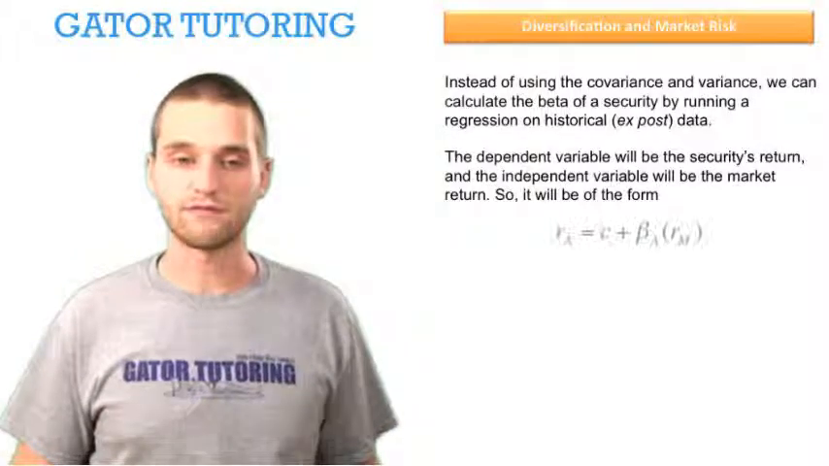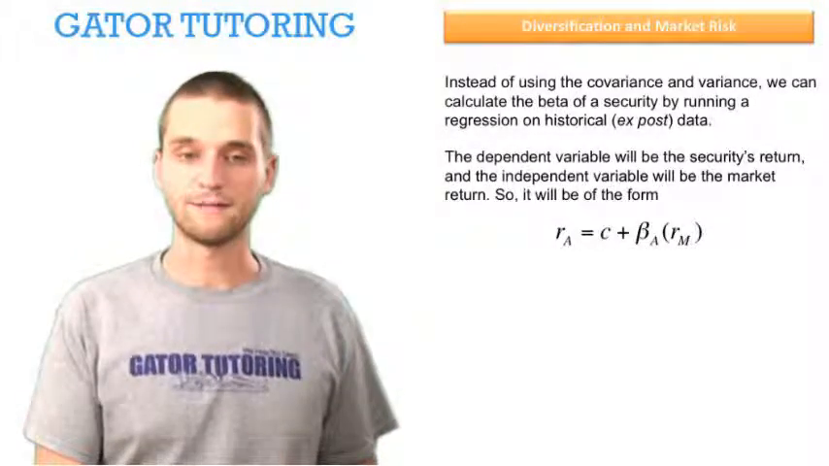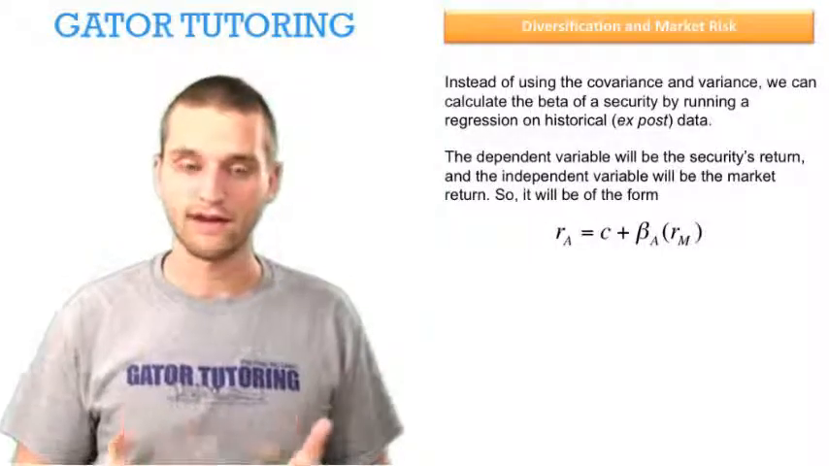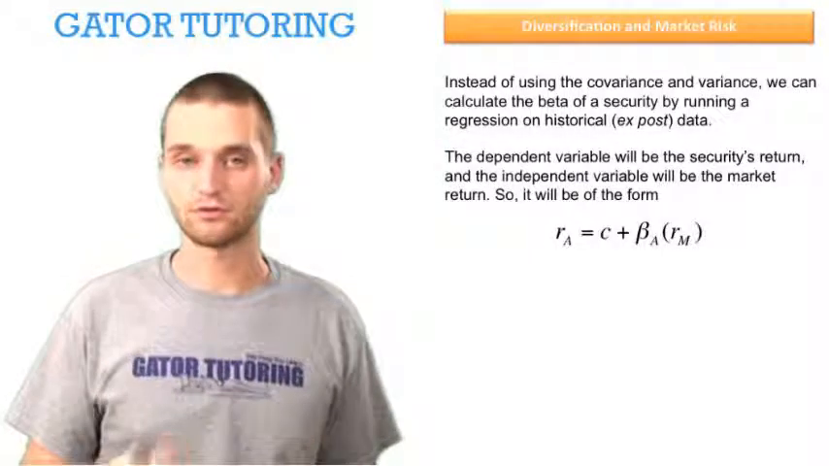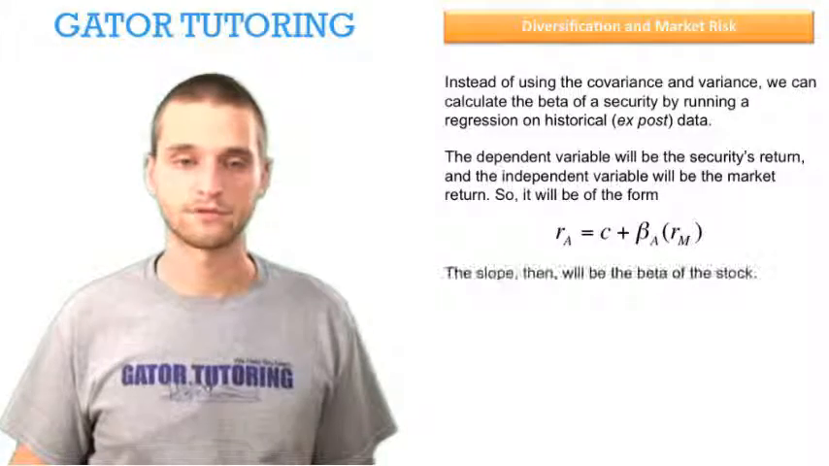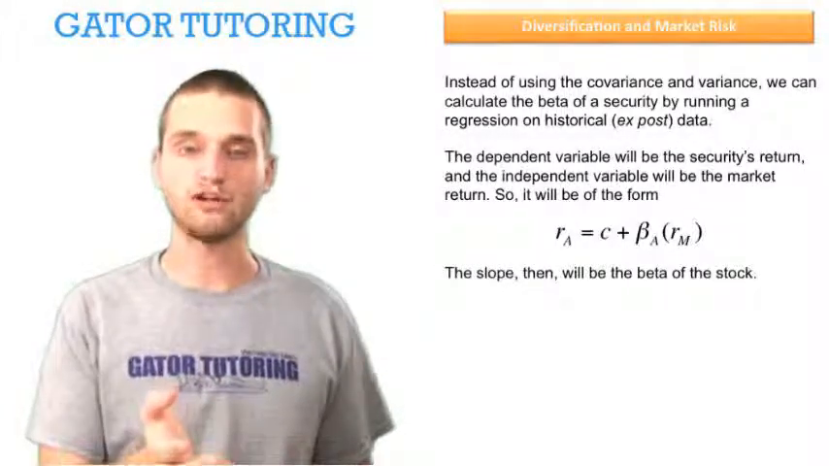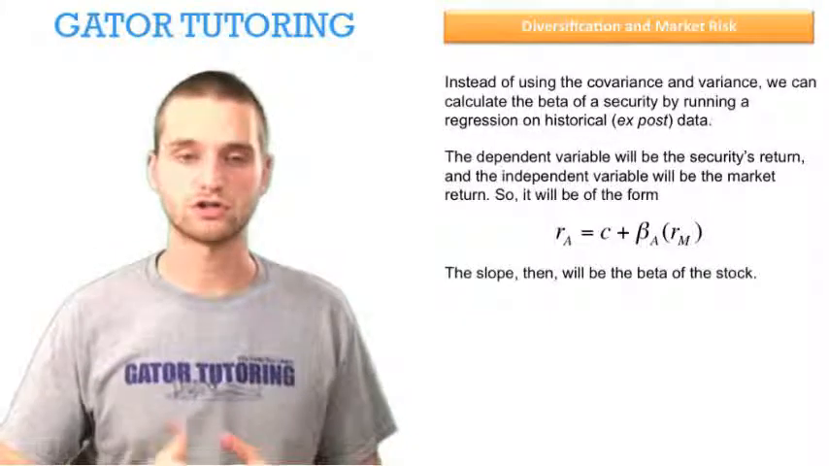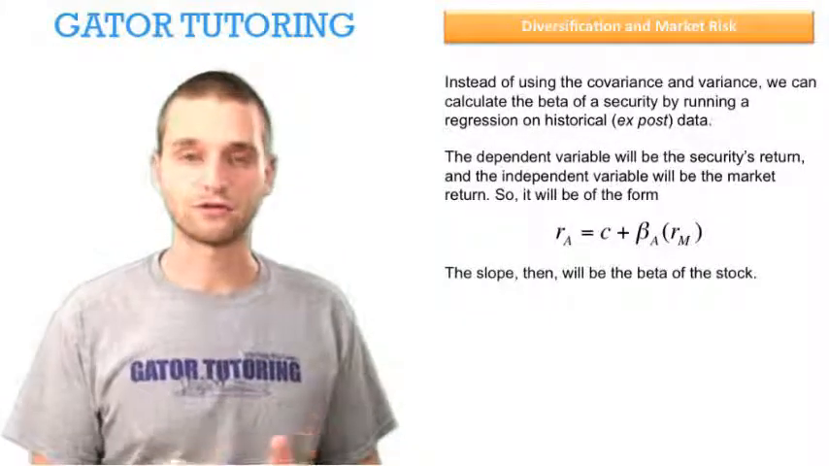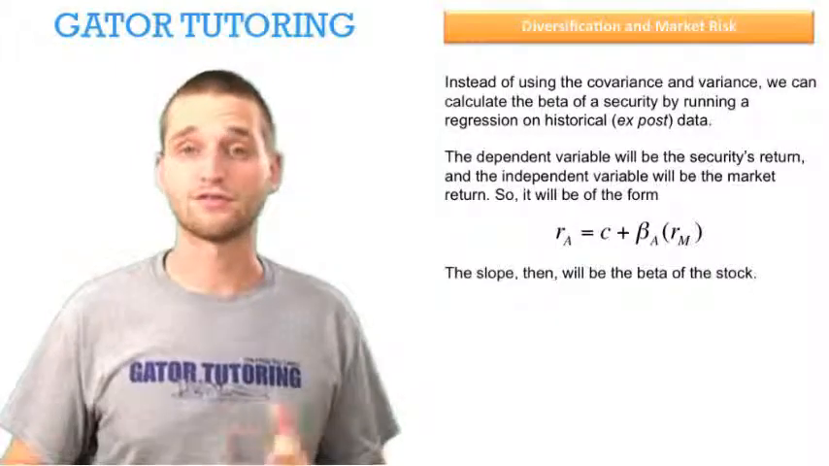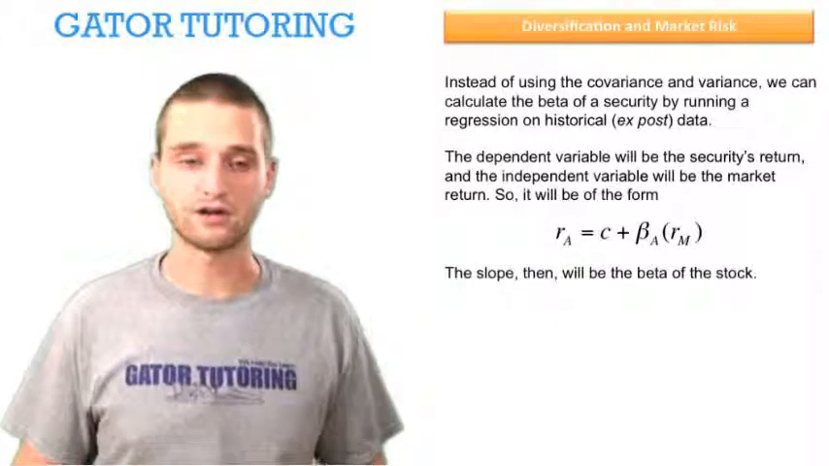So it will be of the form: the return on A is equal to C, which is just some constant, plus the beta of security A times the return on the marketplace. The slope then will be the beta of the stock. As we see here, this equation that we're estimating using this regression is going to estimate the slope for us. And the slope, the coefficient on the return on the market, is our beta. So this is another way to find the beta of a security.